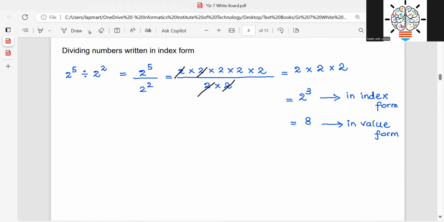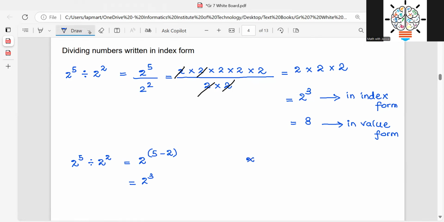So try to recall what we learned yesterday. If you have the multiplication, if you have the same base value, we add the indices. But now we have the division, we have the same base value, we subtract the indices. How are we going to do this? I'll take the same question. So you have 2 to the power of 5 divided by 2 to the power of 2. So then you write 2 to the power of 5 minus 2. So it gives you the same answer, 2 to the power of 3.